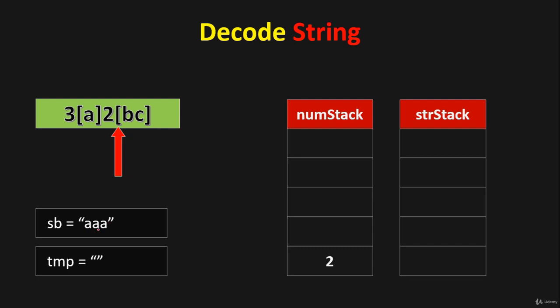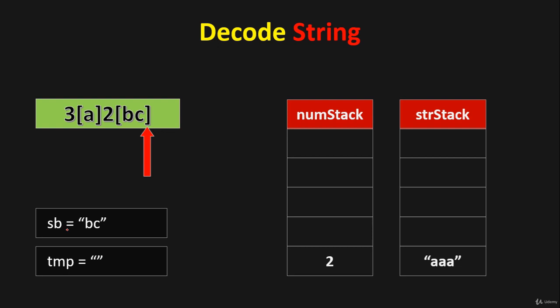So we're going to insert AAA to our string stack, and we'll set string builder to empty string. Now let's move to the next character. The next character is the English alphabet. So let's append B to our string builder. Then next character is C. C is English alphabet. So let's insert C to our string builder.